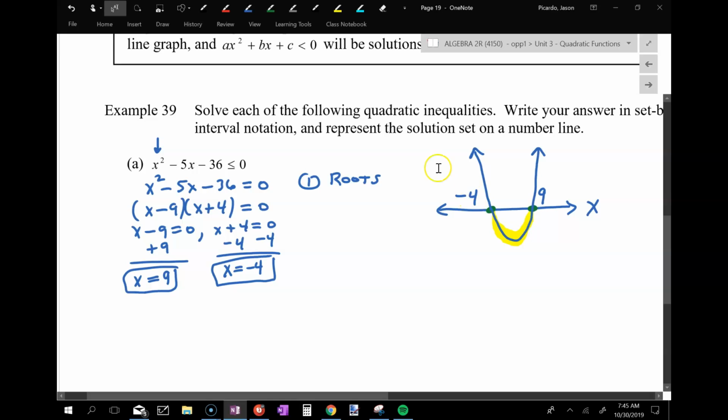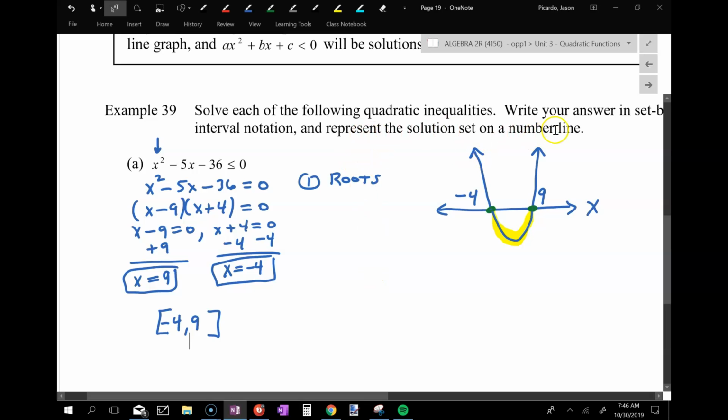Now, guys, look at my graph. Again, the answers are where? Underneath and between those roots, correct? All right, so would you agree that the solutions to this is everything between -4 and 9? Now, do I include -4 and 9? This says less than or equal to, so am I allowed to be on the roots? Absolutely, right? So my solution is going to be brackets -4 to 9, right?